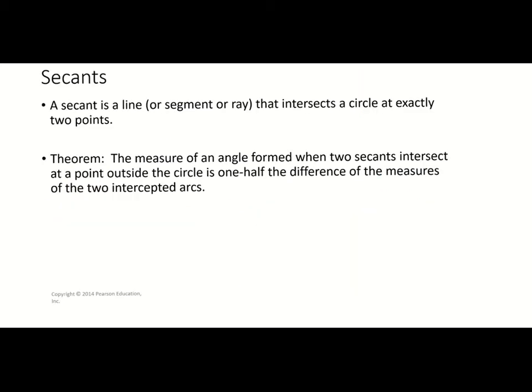All right, next we're going to talk about secants. And a secant is a line, or again, it could be a segment or a ray, that intersects a circle at exactly 2 points.